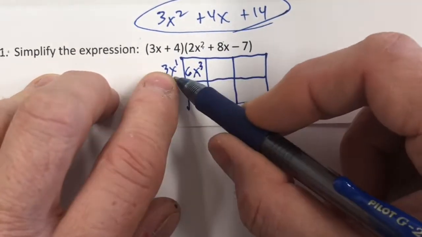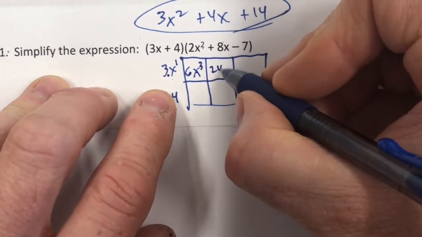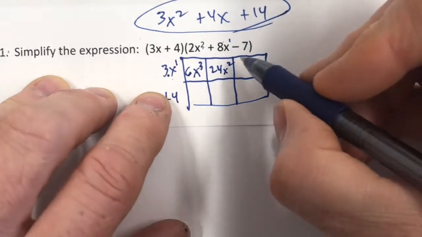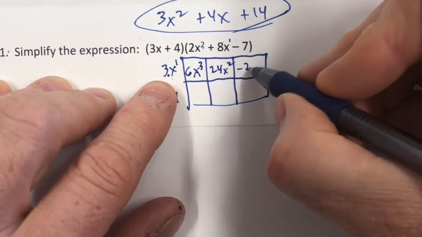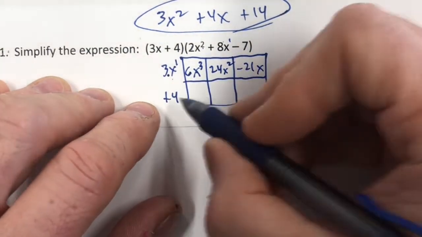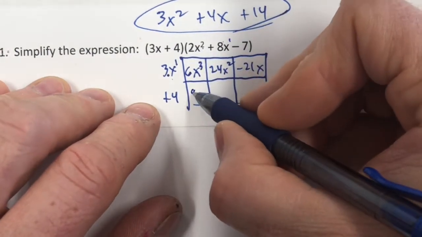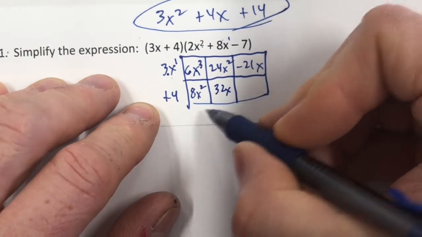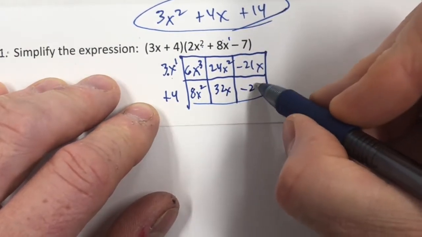Right here, 8x times 3x. Well, 8 times 3 is 24. I got an x here and I got an x there. That's x squared. Right here, negative 7 times 3x is negative 21x. Right here, 4 times 2x squared would be 8x squared. 4 times 8x would be 32x. And then 4 times negative 7 is negative 28.